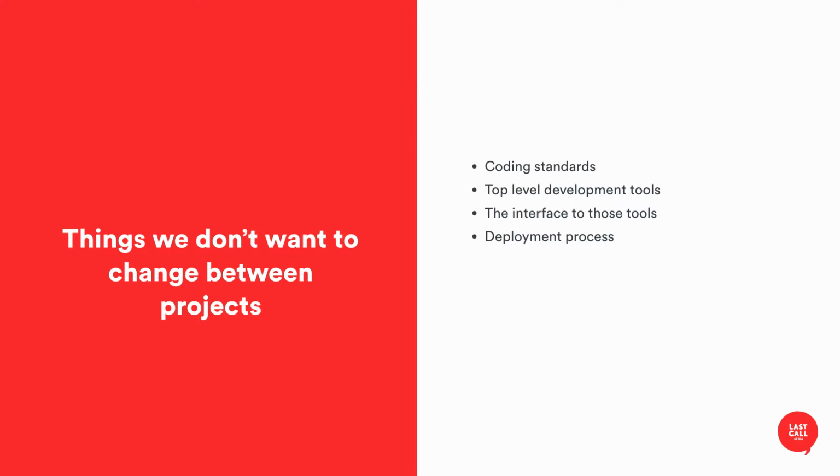So when you onboard onto a new project, you're not figuring out: do I need to install Grunt? Do I need to install Gulp? How do I compile things? What are the commands? And the other thing we didn't want to change was the deployment process. We want that to be nice and standard, whether we're deploying to Acquia, Pantheon, wherever, Platform.